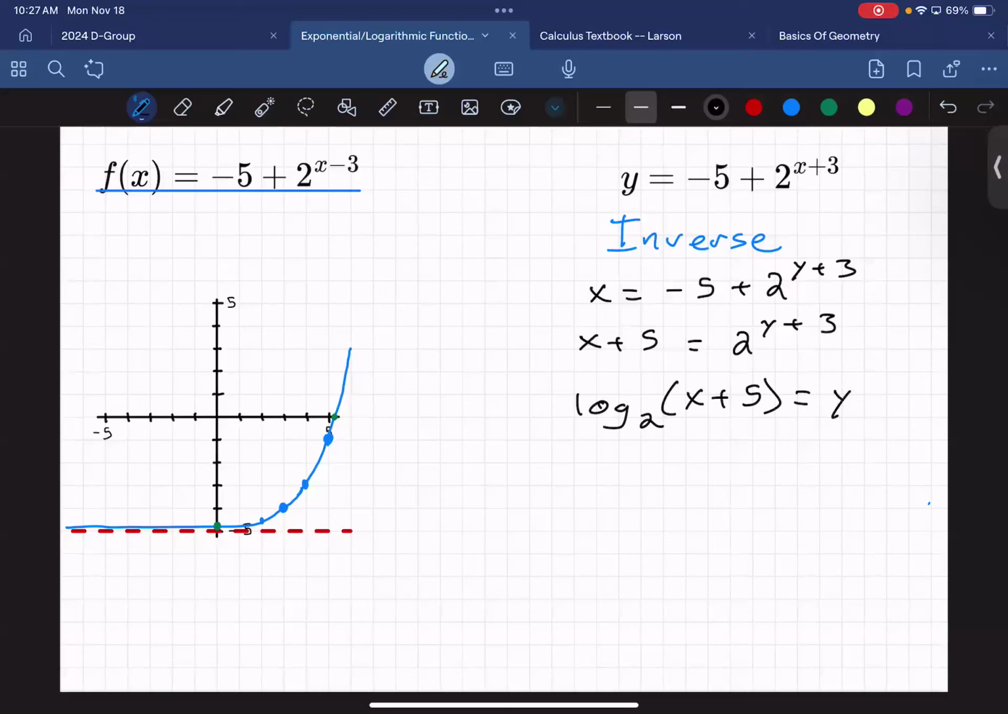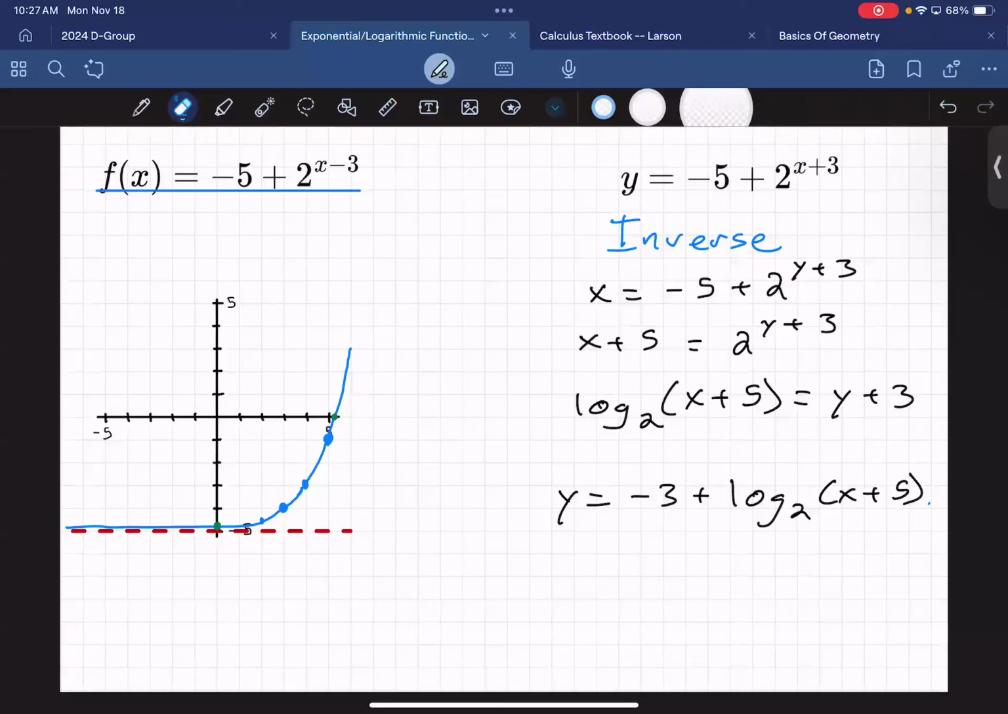On the other side, we'll have y plus 3. And all we need to do is subtract the 3 from both sides. Now I'm putting the 3 first so I don't want it to accidentally get inside of my logarithm. But make sure you see I made it -3 because I moved it from the side with the y, opposite of that.